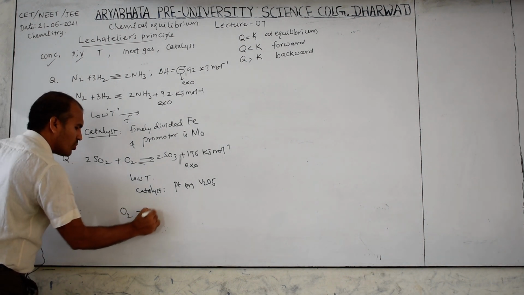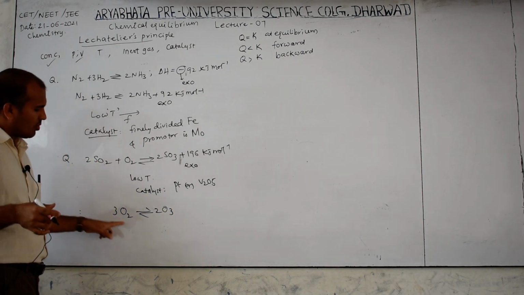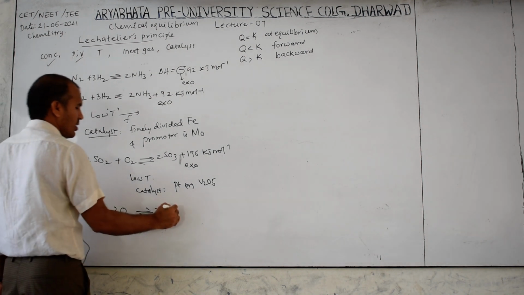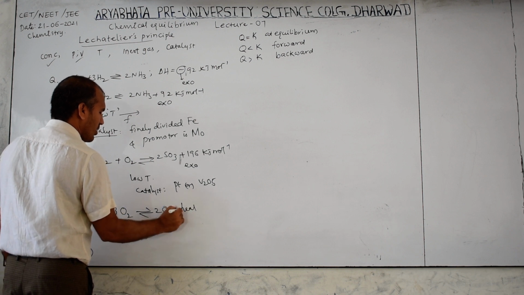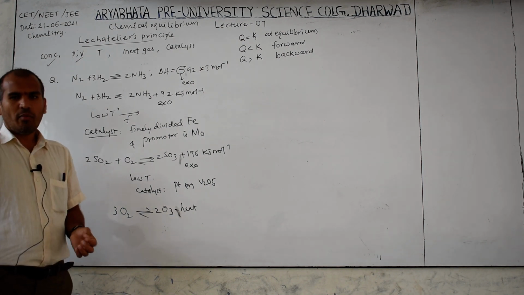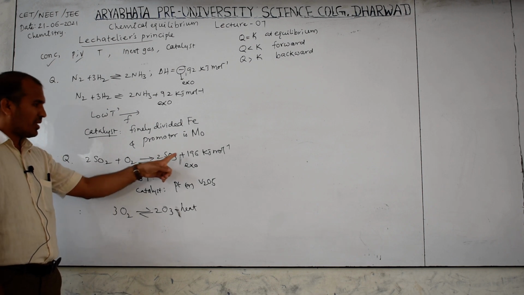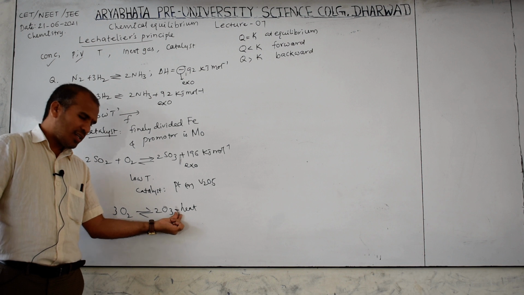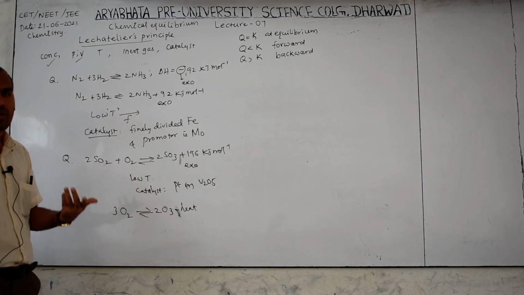O2 gives rise to 2O3, that is 3O2 giving 2O3, so 2 into 3 is 6. For this reaction, consider the heat change, delta H. Minus means heat is lost, and for the product side, plus is there, meaning heat is lost, that is exothermic. If minus is on the right side, and you bring it to the left side, it becomes plus. Then it is an endothermic reaction.